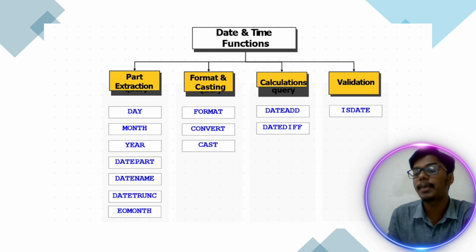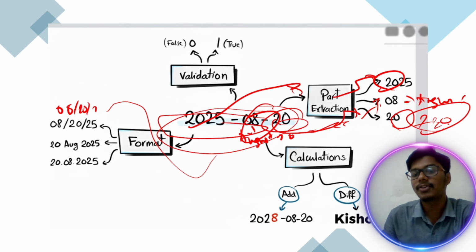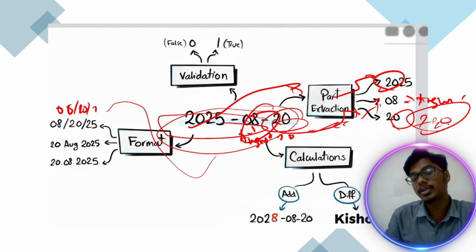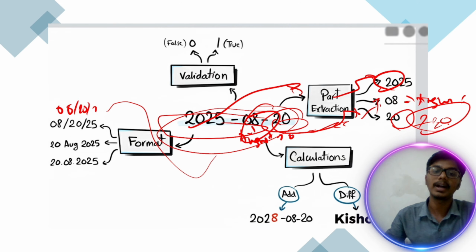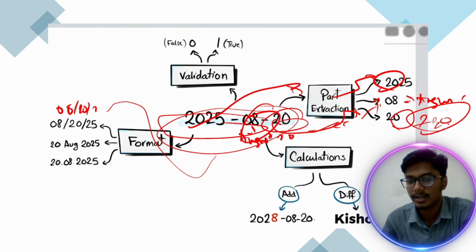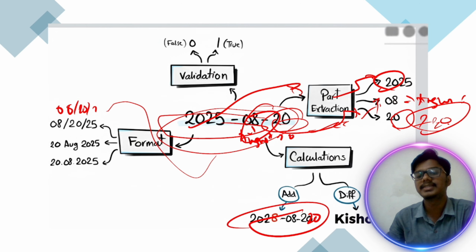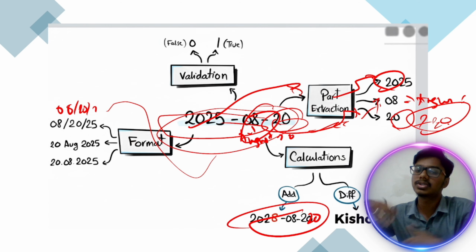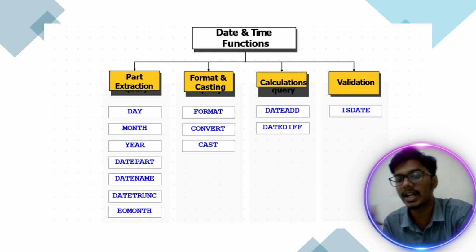The third category is about calculation in the query. What is meant by calculation in the query? In this example, if I want to show the user the output after adding 3 more years, the output is 2028, August 20. We may want to add some years or subtract some years. That's why we go with the calculation query.